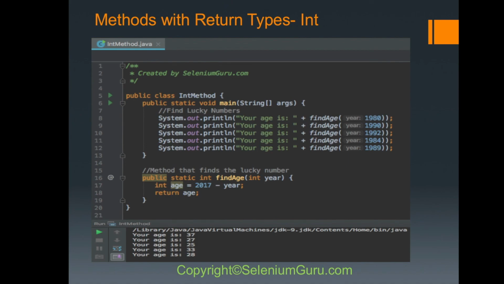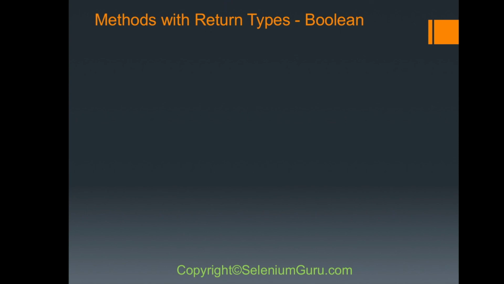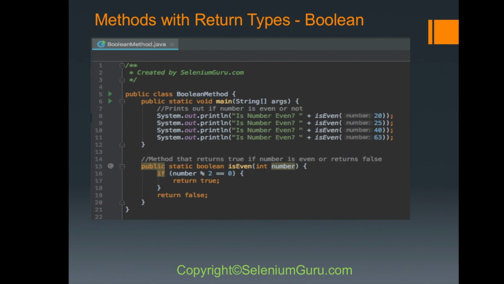Now the next method return type is Boolean. We learned about the Boolean data type as well. So this one here is a Boolean. Here I have this isEven method, which has a parameter number. This number should be an integer value. If you put any number value other than an integer, it's going to throw an error. So your number has to be an integer.